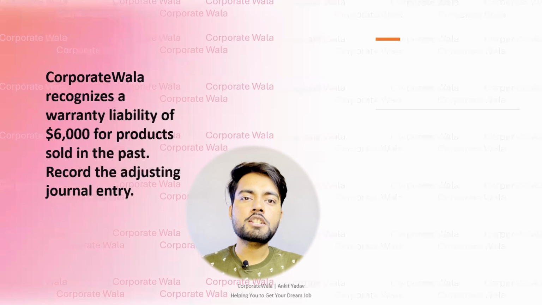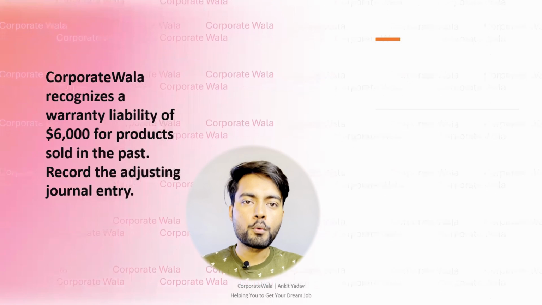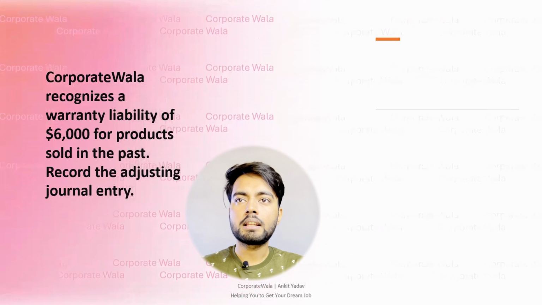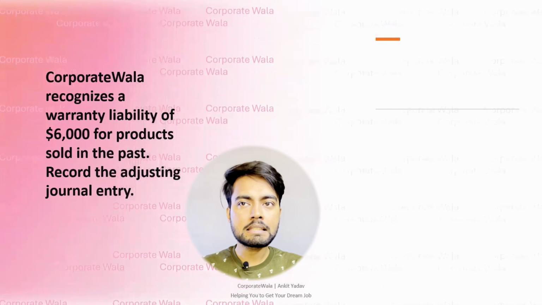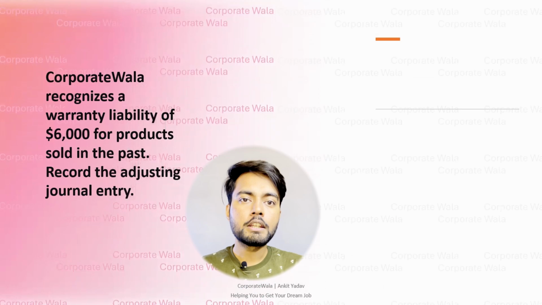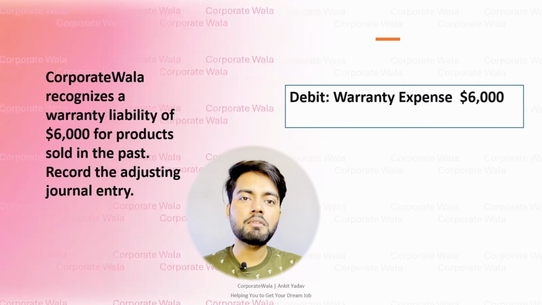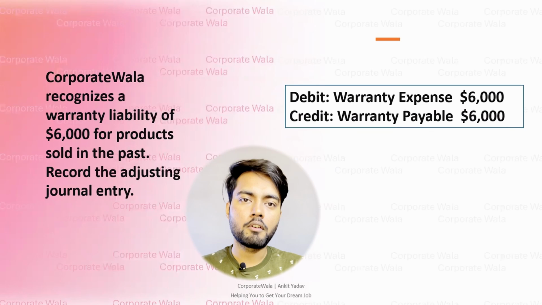Moving ahead, now let's talk about our second journal entry, which is CorporateWala recognizes a warranty liability of $6,000 for products sold in the past, and we need to record this adjustment entry. So what will happen? You need to record a warranty expense, and against that you need to create a liability. So what will be our entry in that case? We will debit the warranty expense account in order to record the expense, and we will create a warranty liability, which we can also call warranty payable.